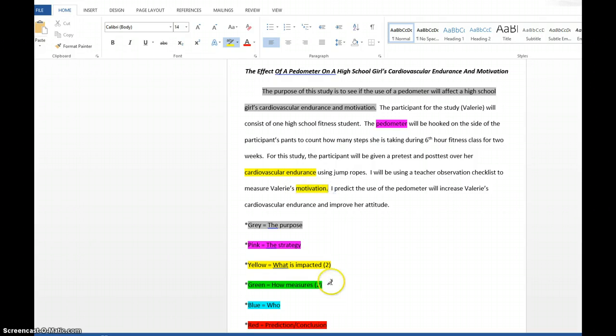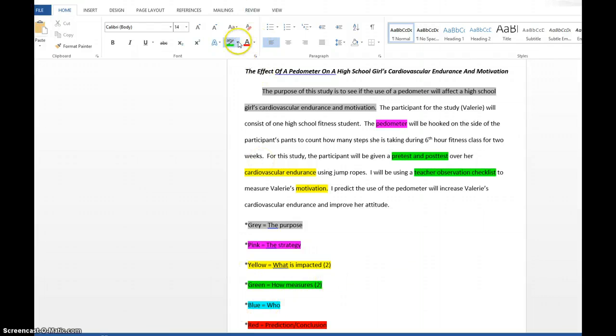I put a little reminder down here for you that there's going to be 2 of those. So if we have 2 things impacted, we're going to have to measure those 2 things somehow. So I'm going to go get my green highlighter, and I am going to measure it using the teacher observation checklist is what's going to be used to measure the motivation. And the pre-test and post-test is going to be used to measure her cardiovascular endurance. And so there's 2 of those as well.